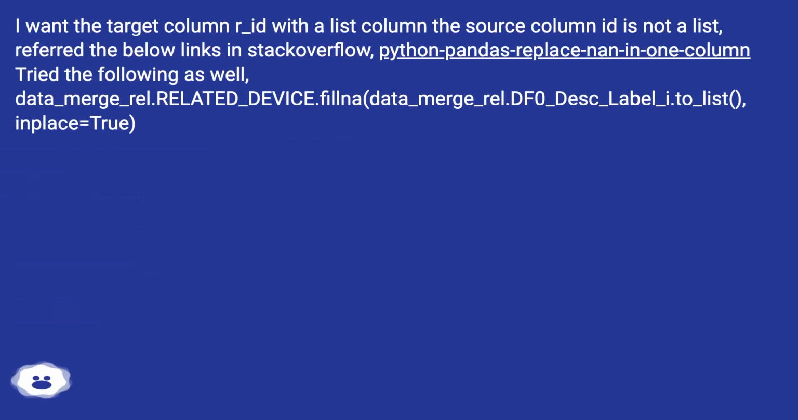Refer to the below links in Stack Overflow: Python pandas replace NaN in one column. Try the following as well: data_merge_rel.related_device.fillna(data_merge_rel.df0_dese_label_I.to_list(), inplace=True).